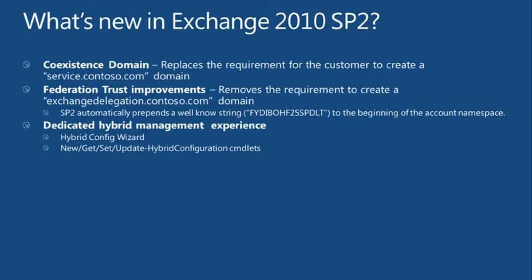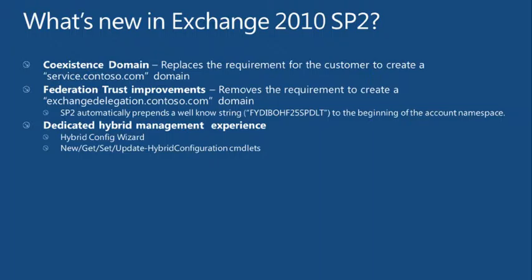And in the previous hybrid model, the guidance always told you to create a service.contoso.com domain. That requirement was often confused, and so what we did in Service Pack 2 is we automatically go and create one of these domains for you. The name suffix for that is mail.onmicrosoft.com. You will probably never see that it exists. It's something that the hybrid wizard automatically picks up. And so from Service Pack 2 onwards, you no longer need to worry about this service.contoso.com requirement.